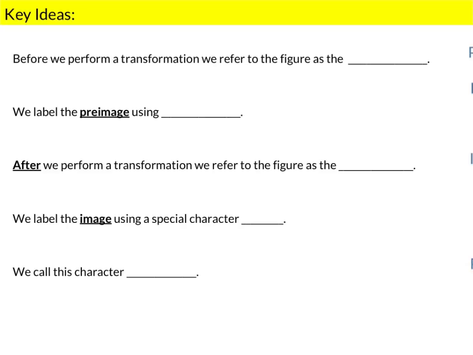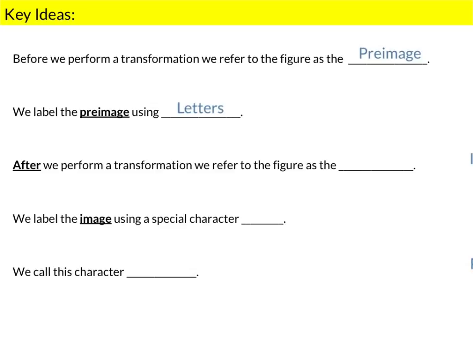So before we perform a transformation, we refer to the figure as the pre-image. So before we're moving anything around, before we're performing a transformation on it, we know it's the pre-image. We label the pre-image using letters. So like A, B, C, or triangle D, E, F, we use letters to label it.